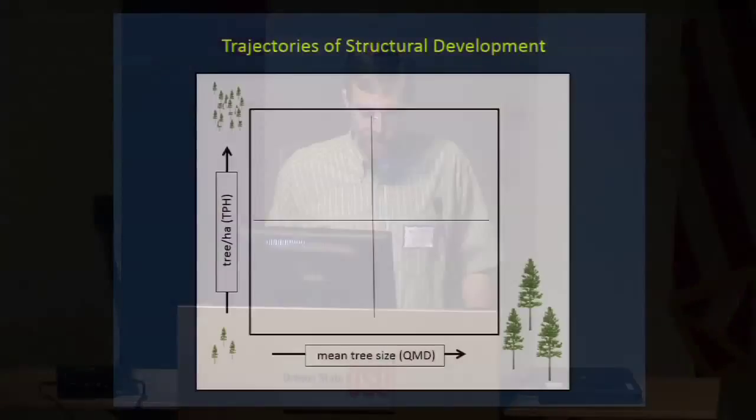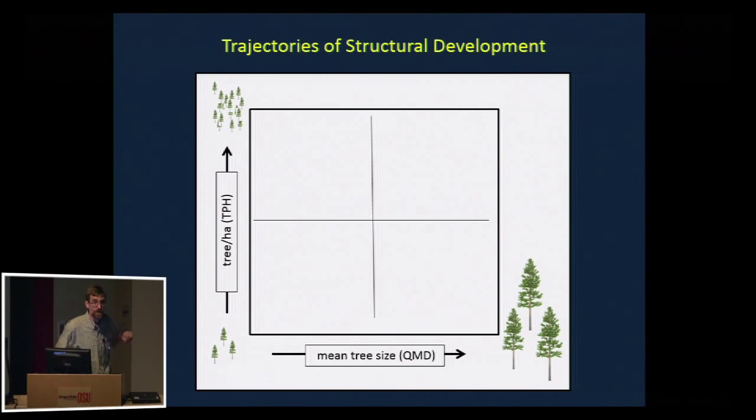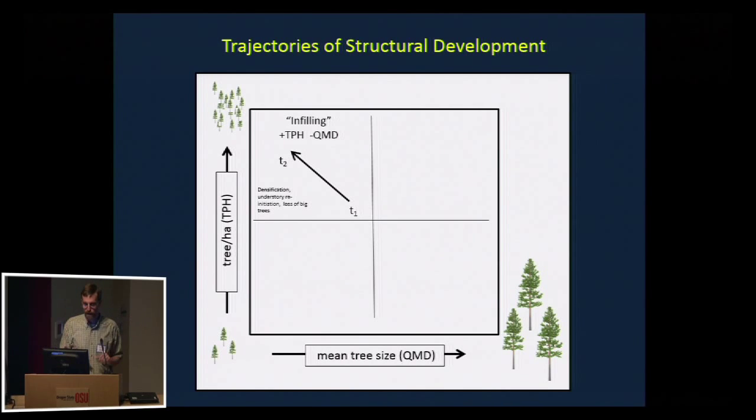So here I have this little cartoon figure, and on the x-axis is mean tree size, quadratic mean diameter. Over here on the left we have small trees, and on the right we have large trees. And on the y-axis, it's trees per hectare, so this is stand density. Down at the bottom we have few trees, and at the top we have many trees. If you take a stand and measure it at 2 points in time, and plot the beginning point and the end point, time 1 and time 2, there's 4 different ways that these vectors of change, as I'll call them, can go.